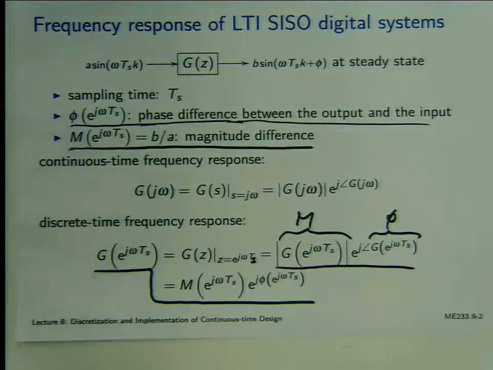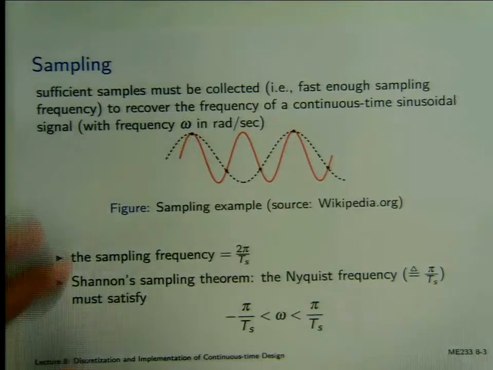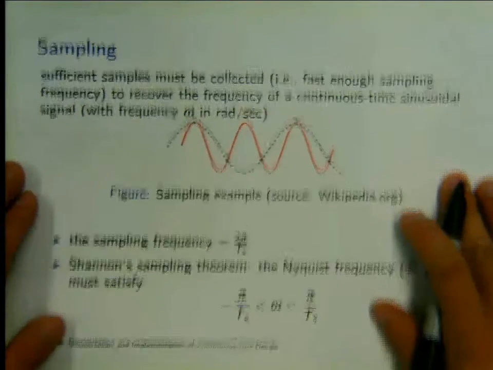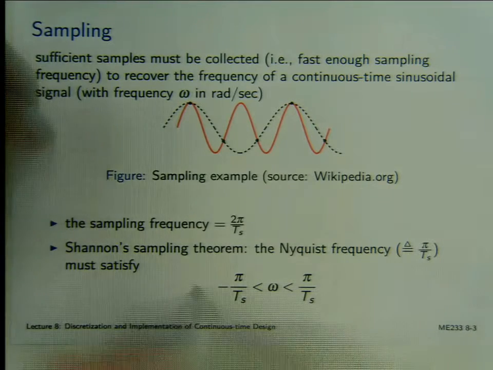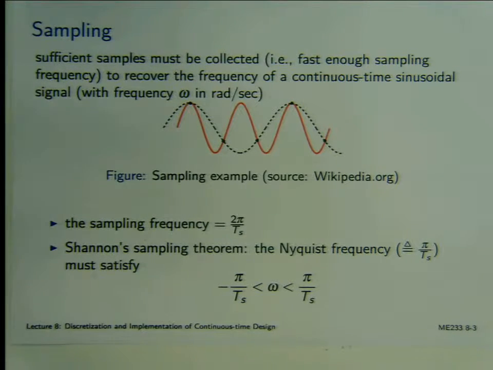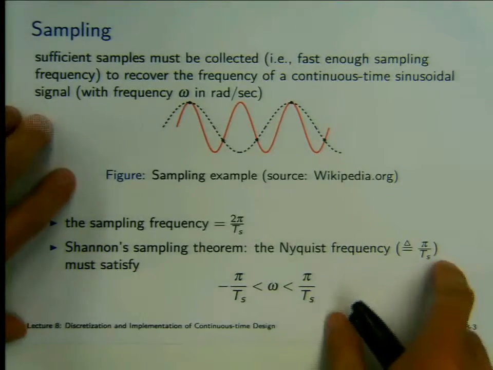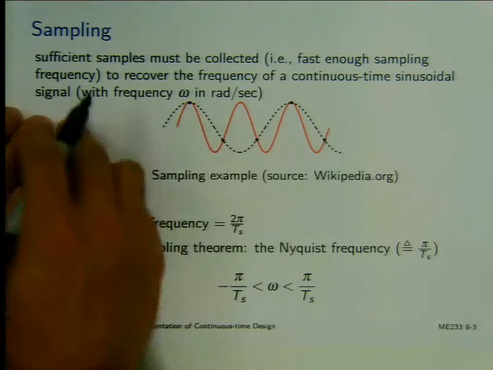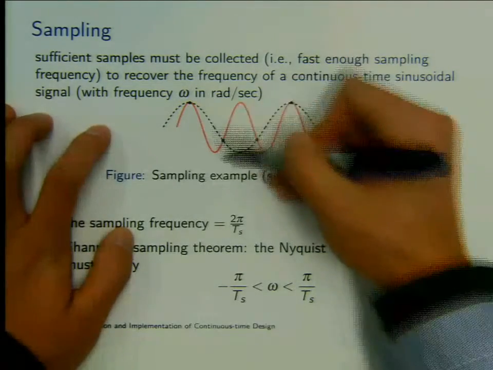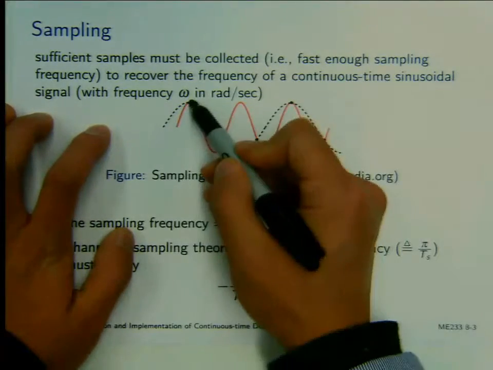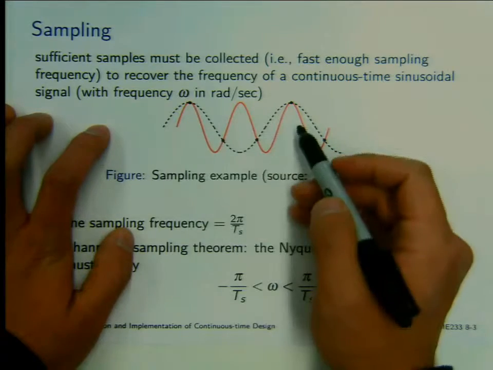So it's completely analogous to continuous time frequency response. I have mentioned that for the discretization, the measurements of the system are all carried out in discrete time domain. So that means for a continuous signal, we can only get samples of the signal at different times.